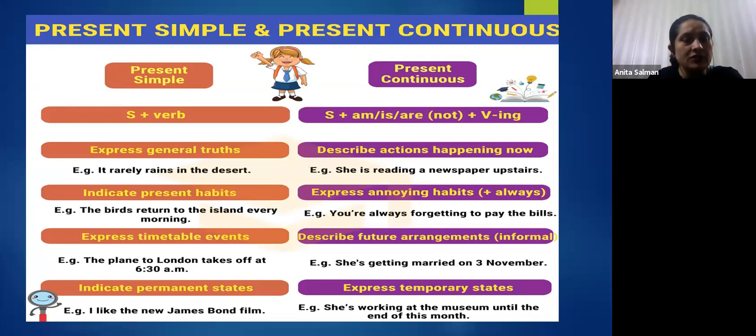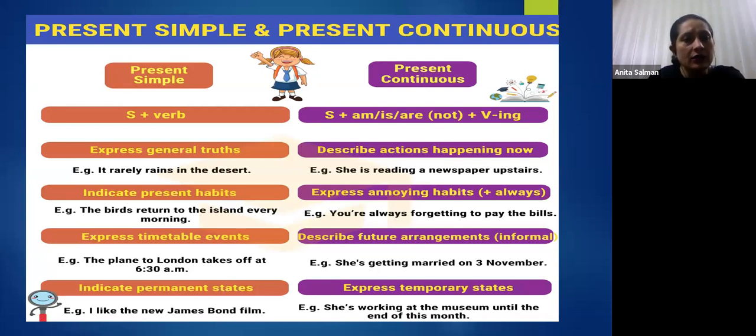Okay. Next, in simple present tense, you express timetable events, which are planned according to the timetable. For example, the plane to London takes off at 6:30. Though we are talking at 12 o'clock, and the plane timing is in the future, like 6:30, you can say the plane to London takes off at 6:30 a.m.